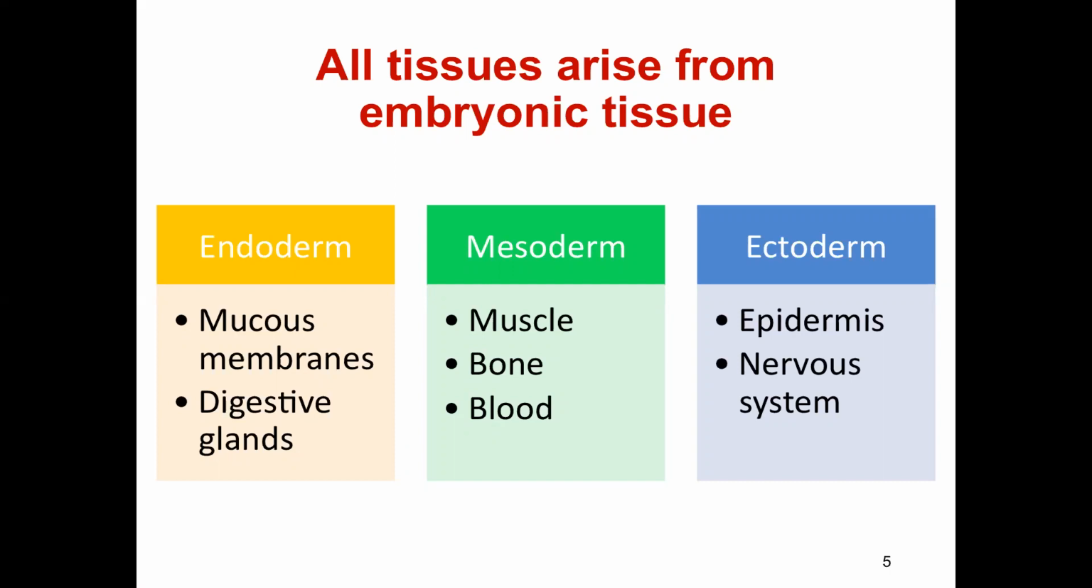And you can sort of see what is derived from those different types of tissues. Mucous membranes, which I'm going to talk about again, and digestive glands come from the endoderm. From the mesoderm come muscle, bone, and blood. And the epidermis comes from the ectoderm, as well as the nervous system. It sounds kind of weird, your skin and your nervous system, but they are derived from the same germ layer.